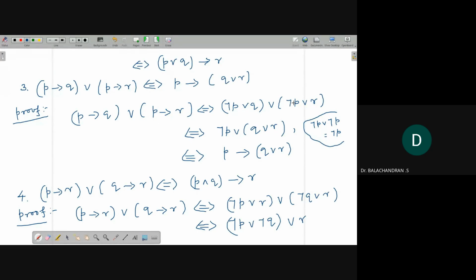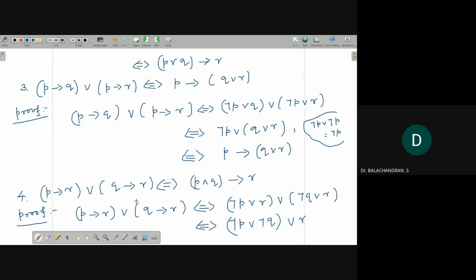So remaining what? Q or R. Okay. So now again this is our form negation P or Q. So you can write what? P implies Q. So P implies, instead of Q I have what? Q or R. Fourth one, P implies R or Q implies R is equivalent to P and Q implies R.